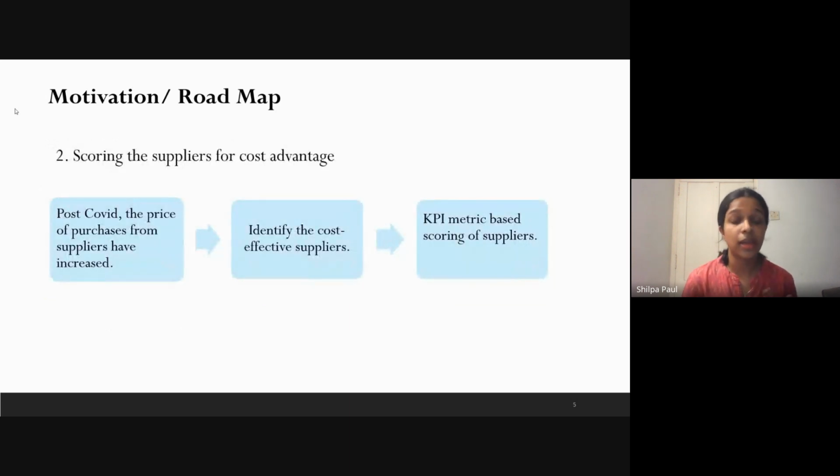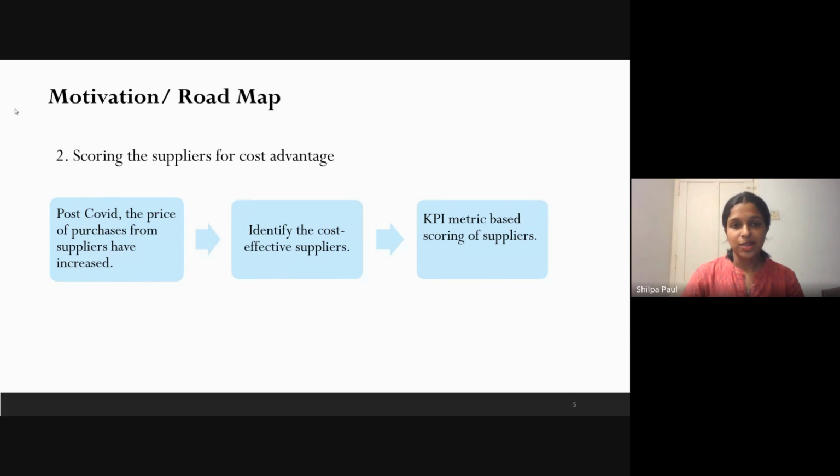identifying the suppliers that give us a cost advantage. We score the suppliers using the key performance indicator based metric, and with these metric based scores we could identify which were the suppliers who do not have good scores, or which are the indicators that they are not scoring well on. So identifying these indicators, then we could put in strategies or points for discussion. What are the things that have to be discussed with these suppliers so that it can be advantageous to us. So this is the motivation and the roadmap that was followed.